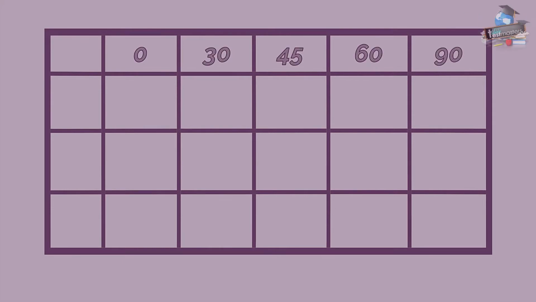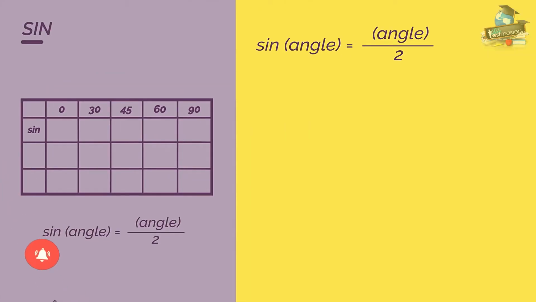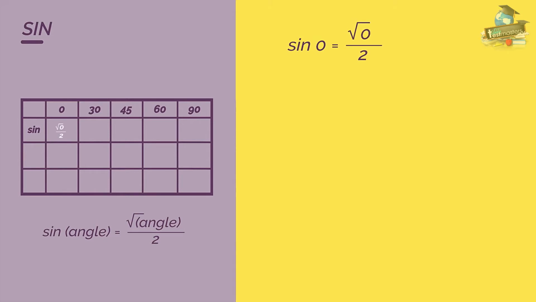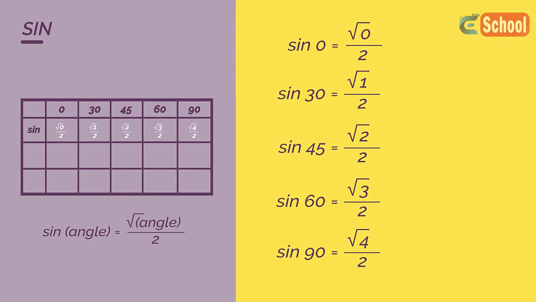Right, so as I told you, the angles are 0, 30, 45, 60 and 90. And we'll start with sine first. All you need to remember is to divide by 2 and square root on top. Start from 0 and work up. So sine 0 degrees is root 0 divided by 2. Sine of 30 is root 1 divided by 2. 45 is root 2 divided by 2. 60 is root 3 divided by 2. And 90 is root 4 divided by 2.